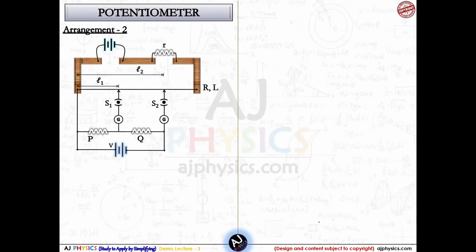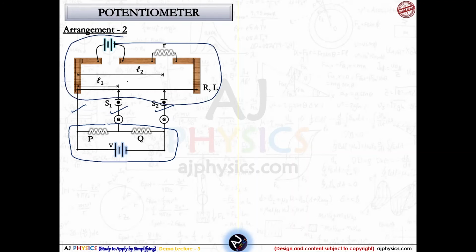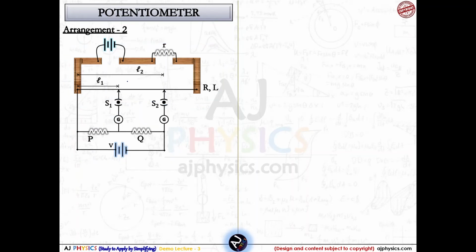The arrangement 2 circuit looks a bit complex, but we'll try to break the circuit into some different forms here. Now what will happen here when you attach this secondary circuit? This is the secondary circuit, these are the connecting wires, and this is the primary circuit. The primary circuit and the secondary circuit are attached with some connecting wires in which we have a galvanometer and the other components. Let me come to the point directly.